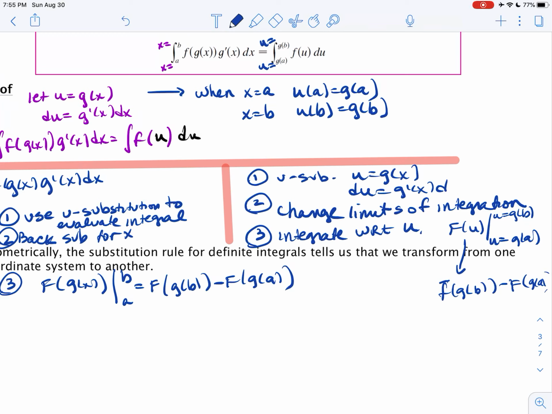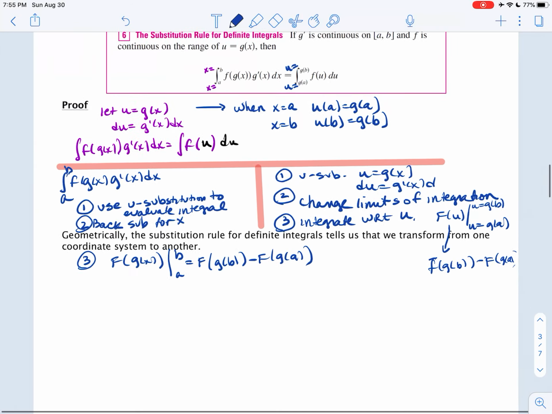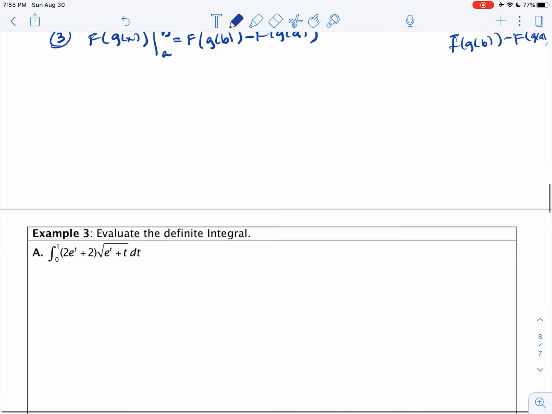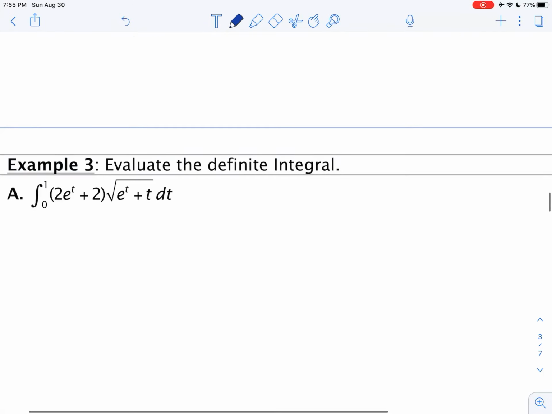I tend to like the second method if it's a straight U substitution, because there's no getting out of evaluating U at A and U at B, and I like to calculate those things separately instead of doing the fundamental theorem of calculus at the same time. So let's do an example.